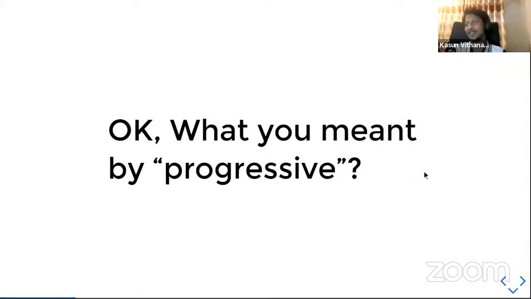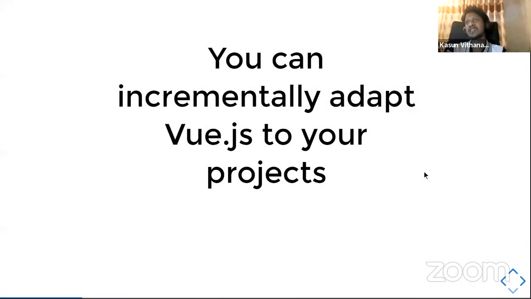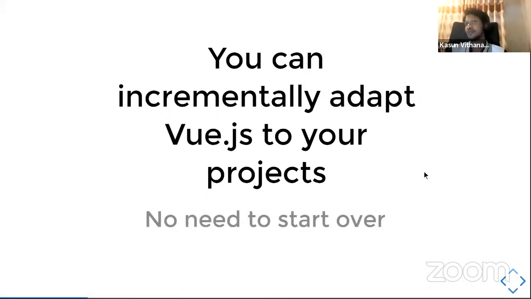Okay, so I told you about Progressive and I didn't explain that. And now I'm going to explain a bit about it. By Progressive, it means that you don't need to adapt JS into your applications from the beginning. So imagine that you have a website already which is using jQuery or something like that, and you want to add this reactivity into your application and make it better. So you don't need to start over. You can just use the existing website and use Vue.js with it. So there's no problem doing that.